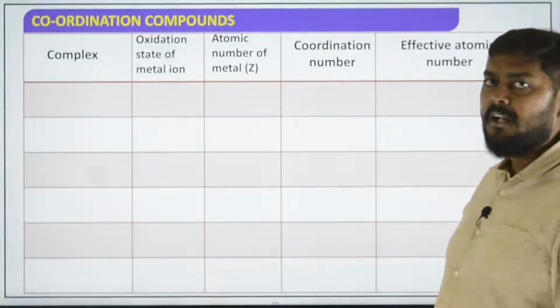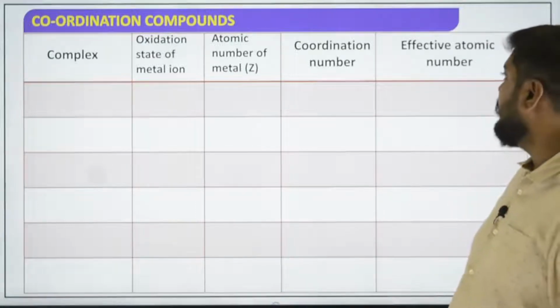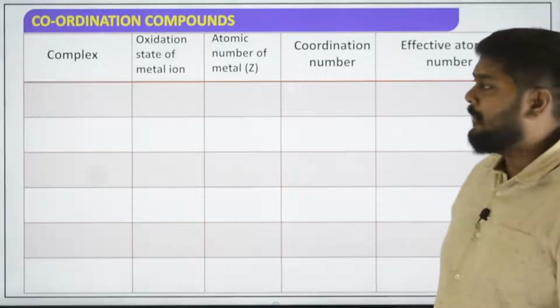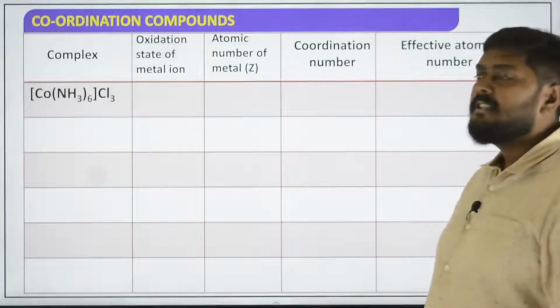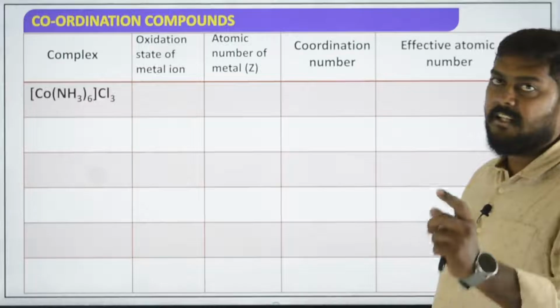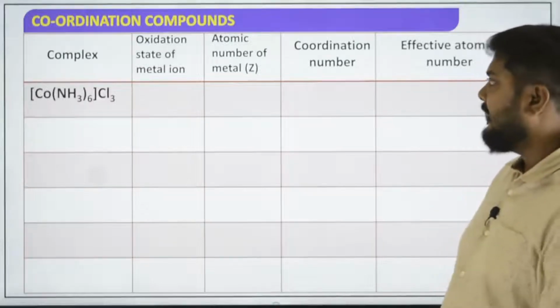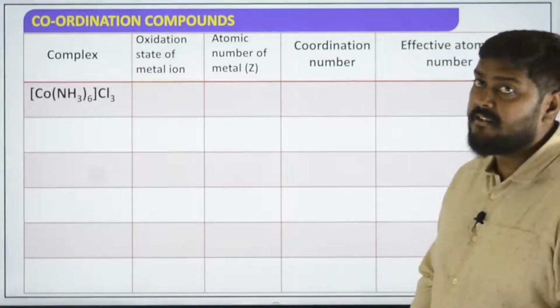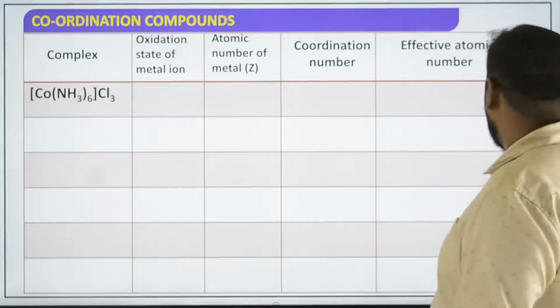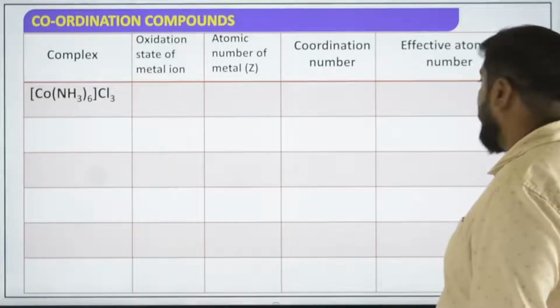எத்தனை coordinate bond அந்த central metal atom சுத்தி இருக்குன்றது. Last one effective atomic number. First I am going to take a complex CoNH36Cl3. First I need to predict oxidation state. First என்ன பண்ணனும், அந்த complex உடைய oxidation state predict பண்ணனும் இல்லையா?